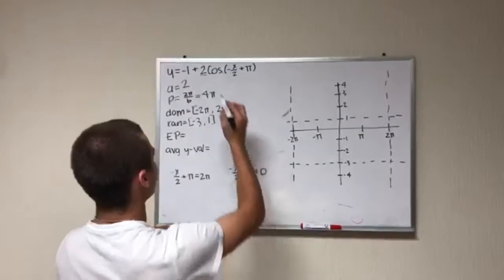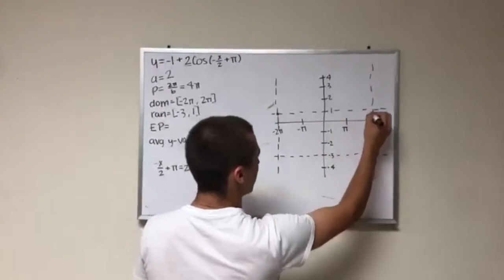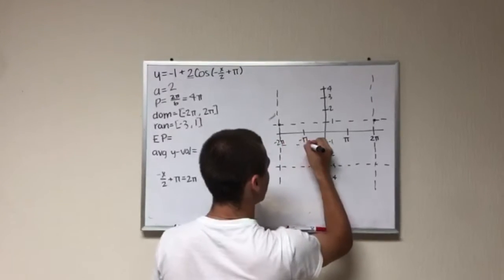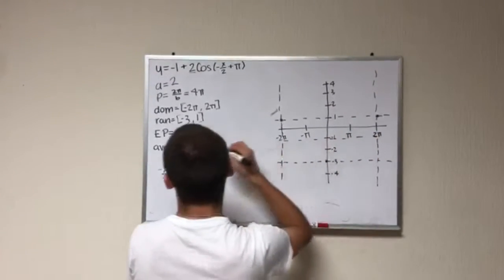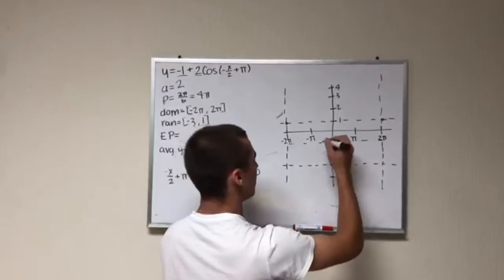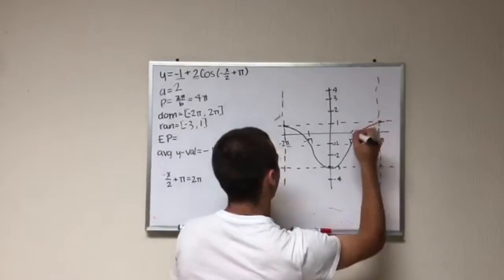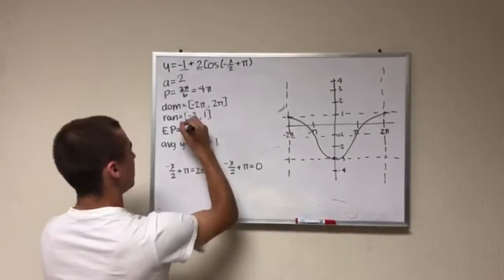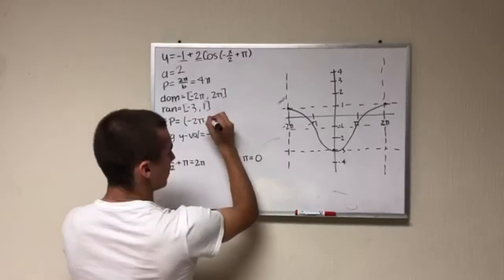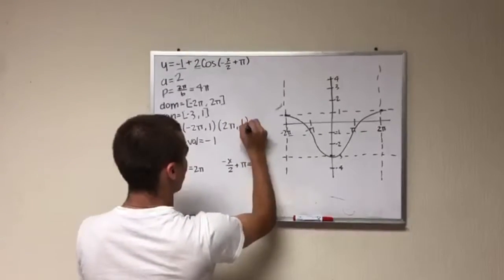The endpoints, because it's a cosine function, will end here and here. This is the average y value, so the vertical shift, and it will be like this. So the endpoints are (-2 pi, 1) and (2 pi, 1).